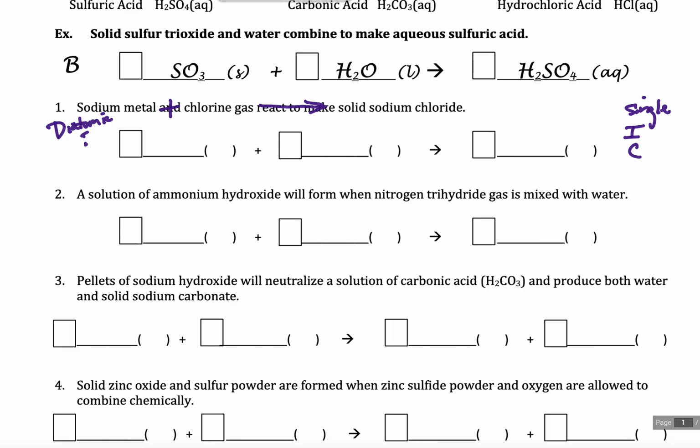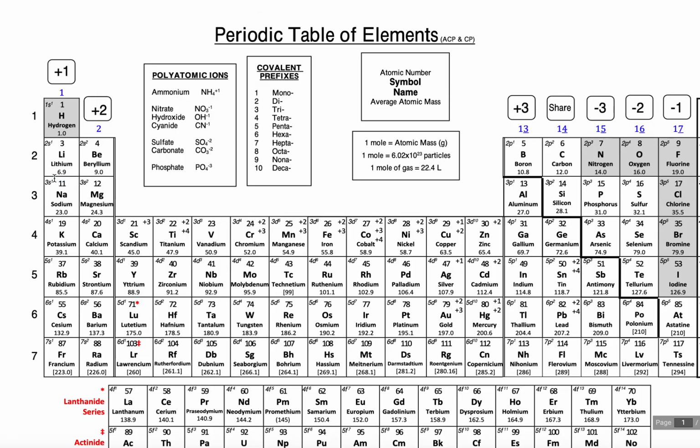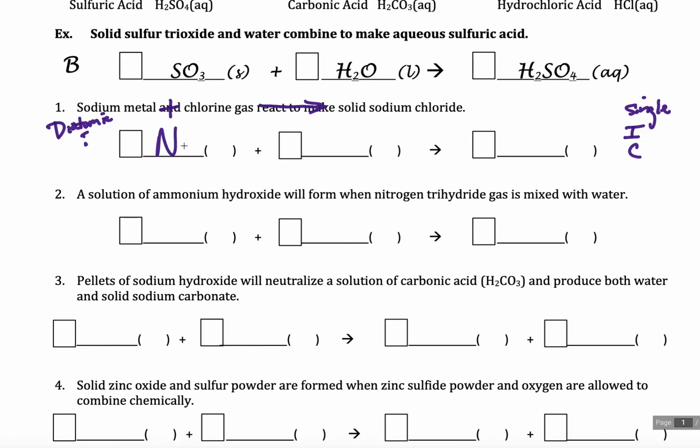So we look at a periodic table and we see sodium over here, and sodium is a single element that is not shaded in gray, so it is not diatomic. So we're just going to write Na. And it says metal, so we're going to put an (s).